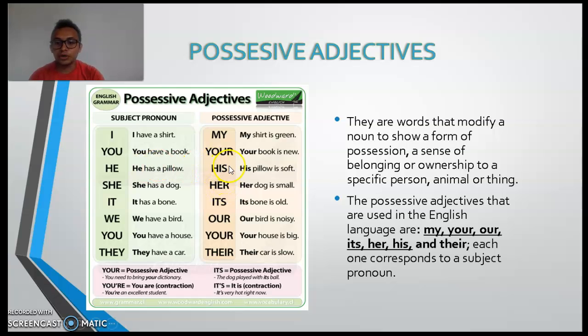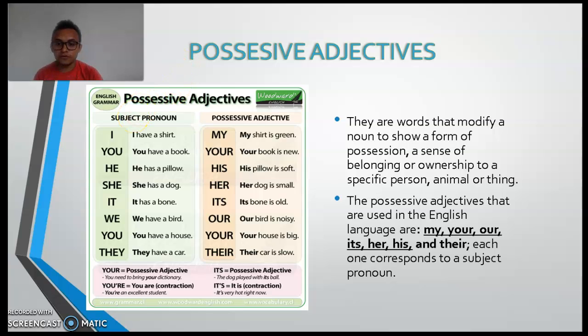We are going for he. We're going to use his. His pillow is soft. For she, we're going to use her. Maybe this is kind of confusing for you because sometimes we confuse these, because we use he to refer to a man, and we tend to confuse her to connect something that belongs to a man. So be careful in that. We use her to refer to a girl, and we use his to refer to a man.